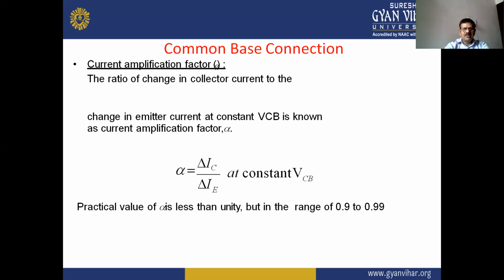The practical value of alpha is less than unity, in the range of 0.9 to 0.99. So this is the value of the current amplification factor. Basically, current amplification factor alpha is the change in collector current to change in emitter current at constant collector to base voltage. So this is the current amplification factor in the common base connection.